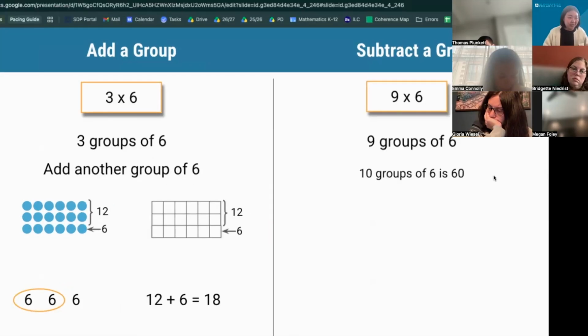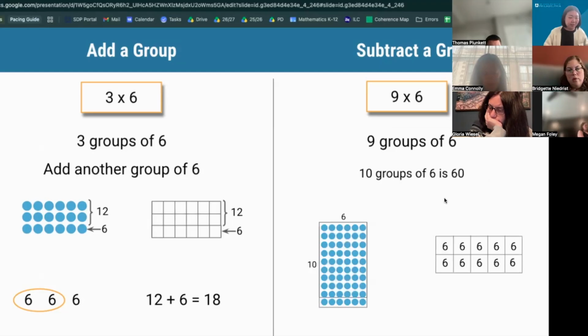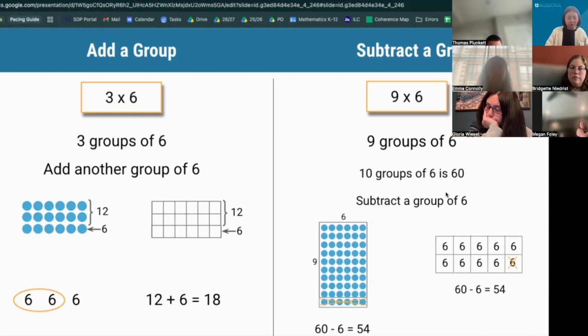So 9 groups of 6. Remember, our 10 times table is a foundational fact. So if I know 10 groups of 6, or 10 times 6, is 60, here are my visual models, I can take a group of 6 away to make 9 groups of 6. Oops, and 9 groups of 6 would then be 54. And here are some visual models.